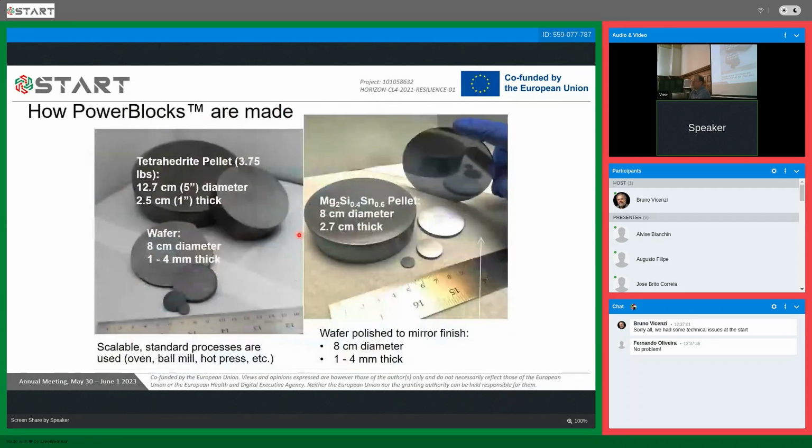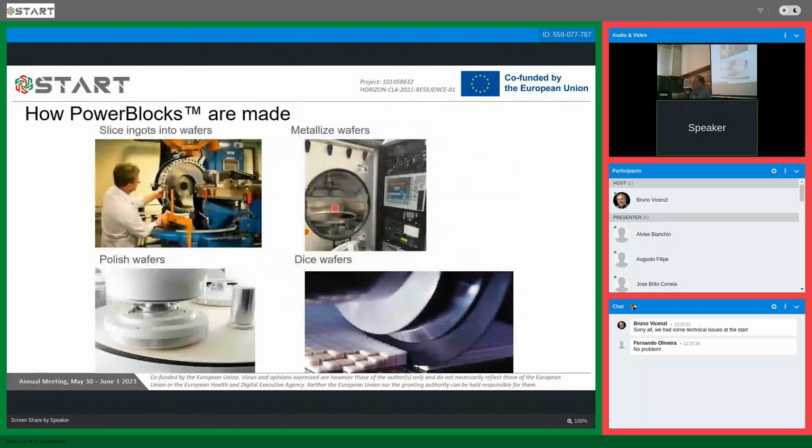And this I wanted to sort of focus on. We then were able to make large ingots, in this case the tetrahedrite up to 5 inches in diameter, 1 inch thick, and the magnesium silicide stannide was 8 centimeters in diameter, 2.7 centimeters thick. So that's where we were trying to get to in terms of scale. Once you have those ingots, you slice the ingots into wafers, you polish the wafers, you then metallize the wafers, and you dice the wafers into the power blocks or the legs.